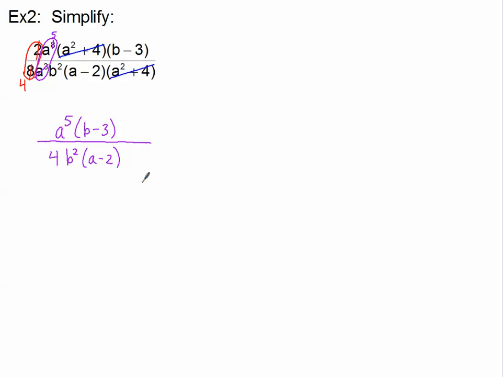Okay, let's stop and look at this and make sure we didn't forget anything. Let's see, my numbers are reduced. I don't have any factors of a in the denominator. I don't have any factors of b in the numerator, and the things in parentheses are not the same. So yeah, we're finished. That's all you have to do. Make sure that they're all factors and then cancel out the common factors.